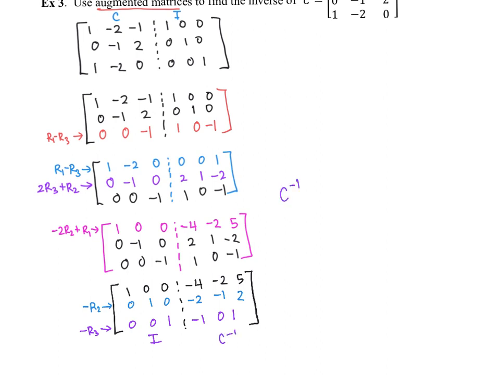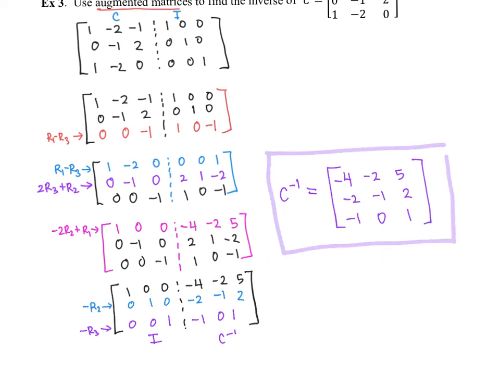Okay, so C inverse should equal negative 4, negative 2, 5, negative 2, negative 1, 2, negative 1, 0, and 1. If I wanted to check my answer, I could multiply C times C inverse and C inverse times C to confirm that I do in fact get the identity matrix as the result both directions.